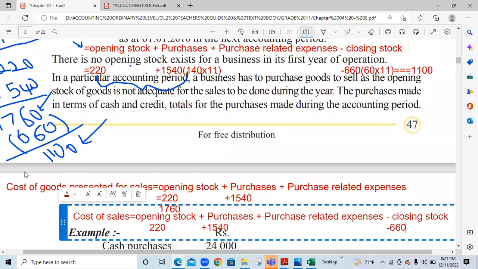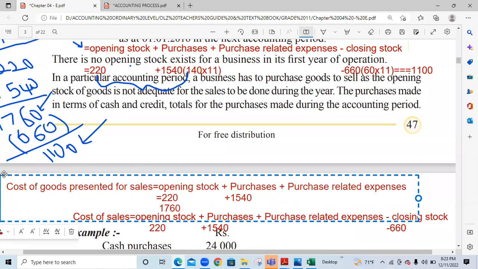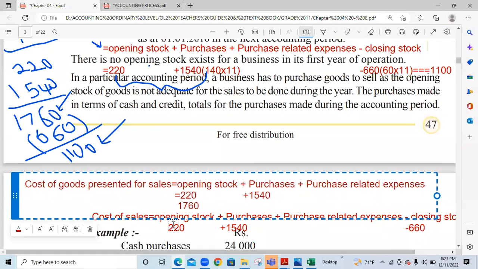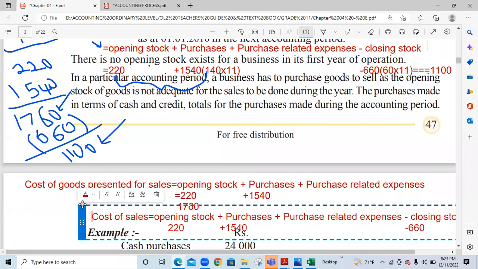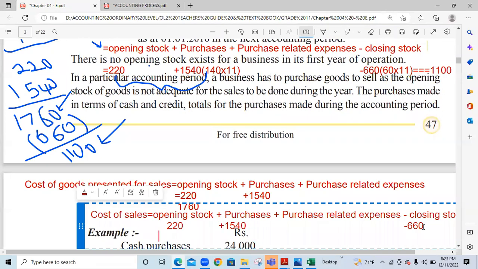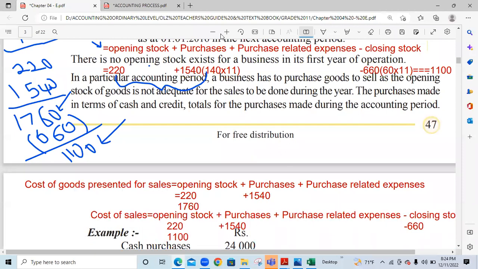Even though you told him he can buy, he didn't buy, guys. So you have to remove what he didn't buy, which is 660. Then you will get how much he actually bought. He only bought 1,100 worth of goods, cost of goods. Are you all clear? Do you all understand what I'm explaining?